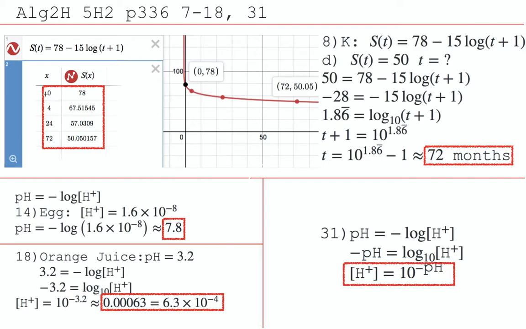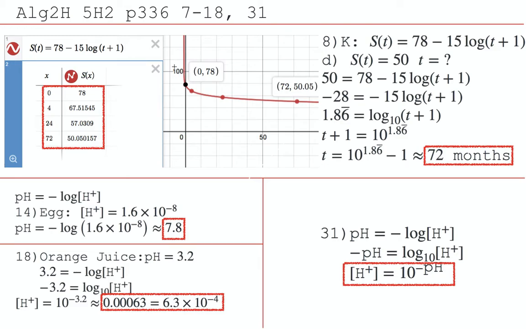If you have an input of 0, the output is 78. I use Desmos to do a quick input-output table. If the input is 4, then it's 67. If the input is 24, then it's 57. You can see right here it gets plotted automatically even with Desmos. And then the graph is right here.